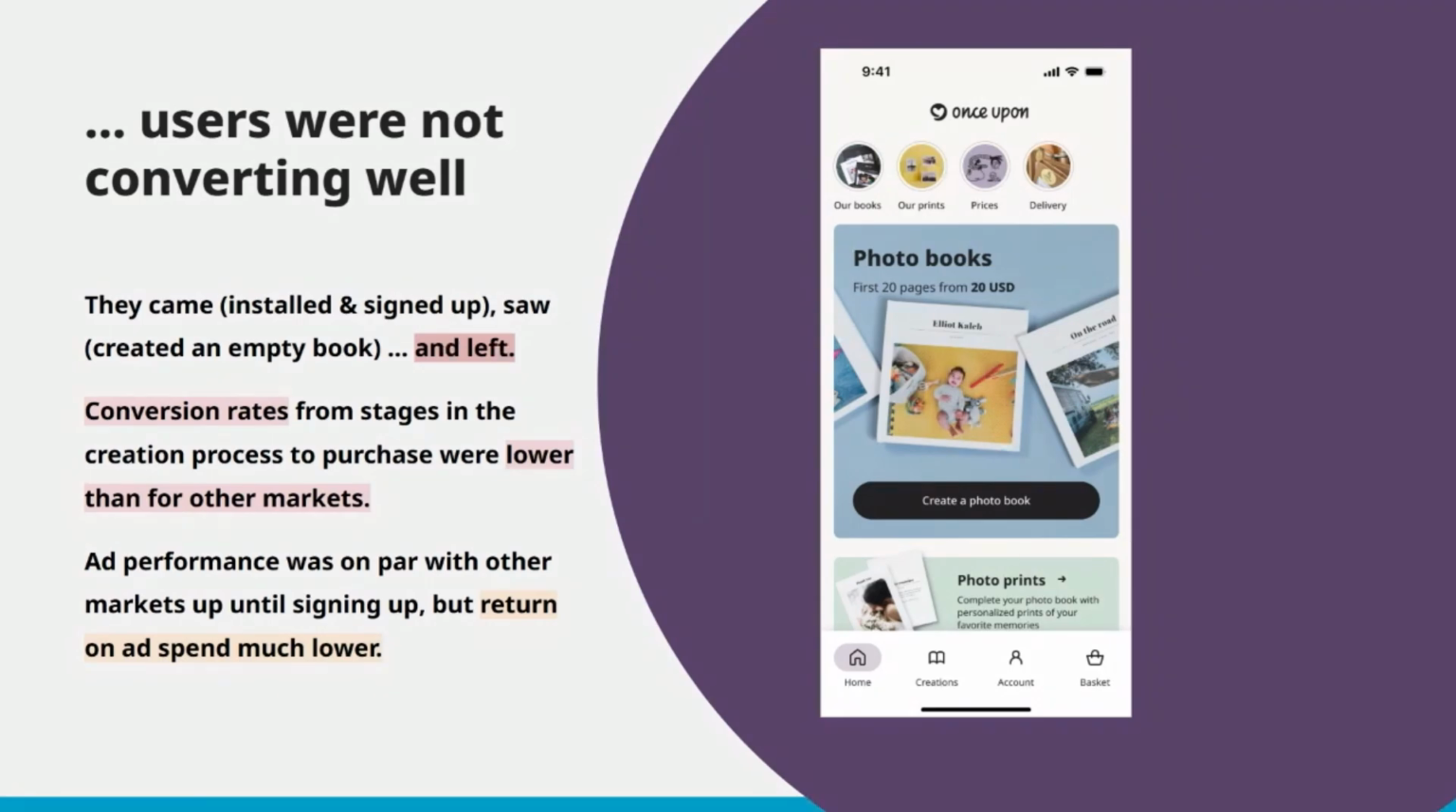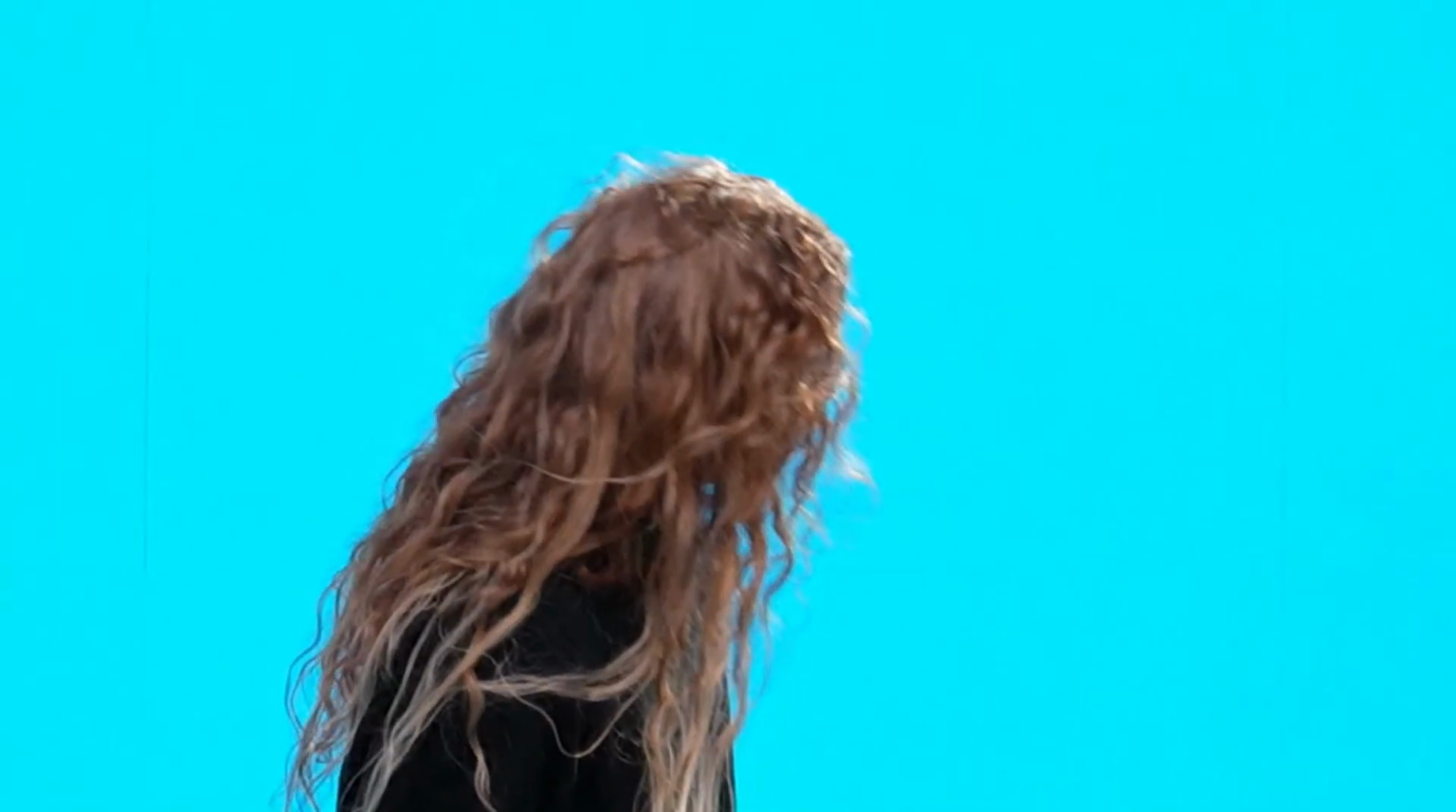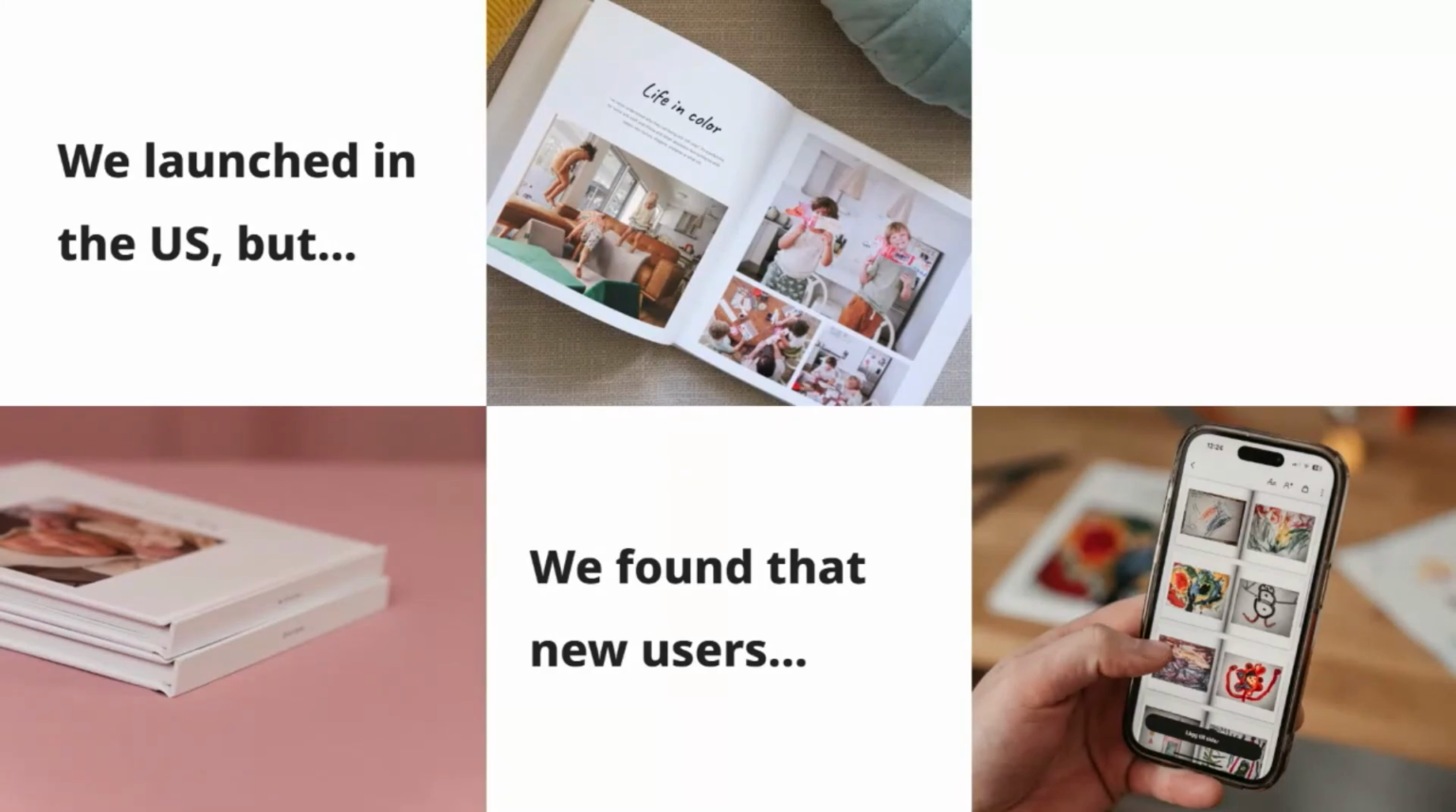But the thing is that ad performance up until sign up was on par with other markets. It was the return on ad spend that was much lower. So we didn't get the same amount back in terms of investment. So that's where Diane came in because analytics was at a dead end. So we started a project.